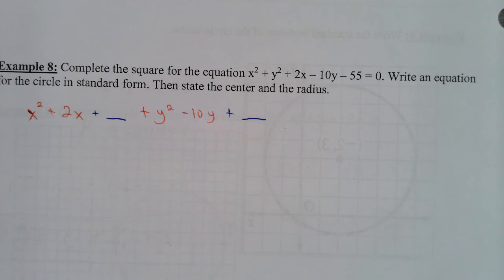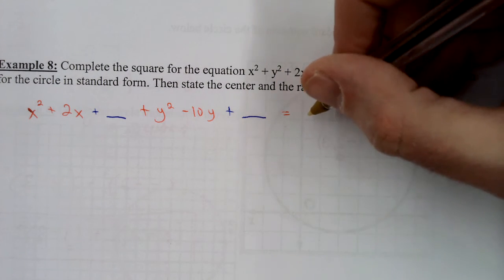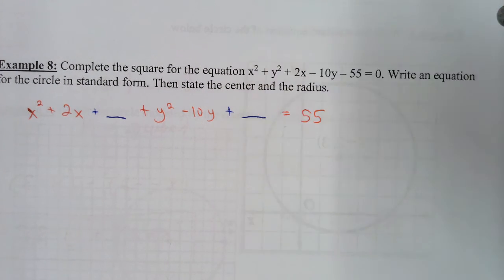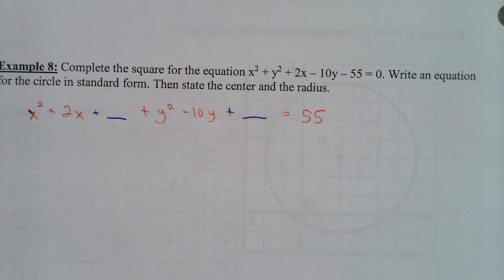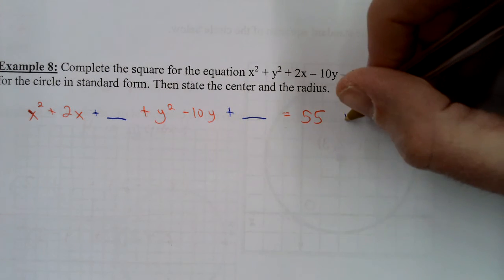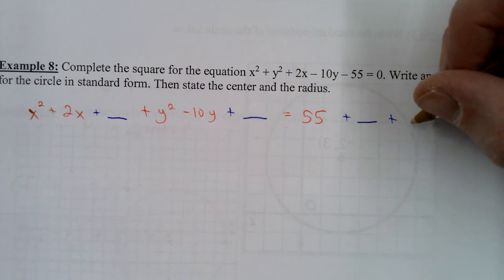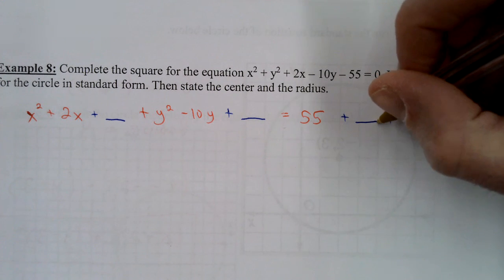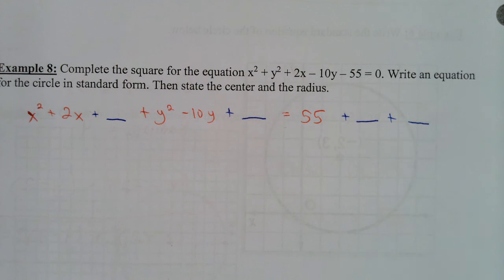Bring the constant over to the other side of the equation, so I'm going to say equals 55, positive 55. And I got to do plus blank, because whatever I add to one side, I also have to add to the other side. All right, let's complete the square and let's see what we get.